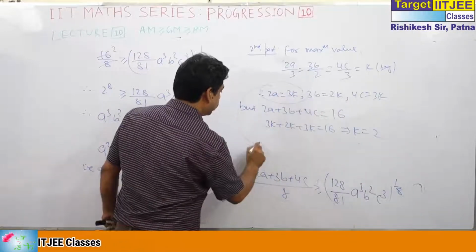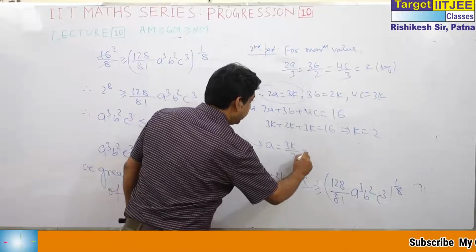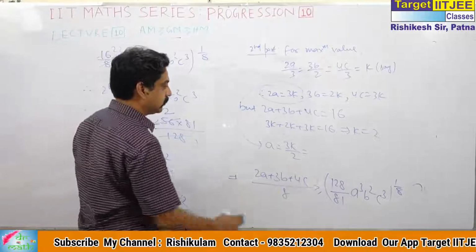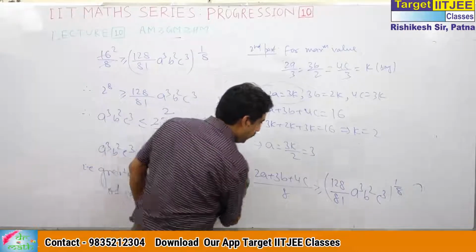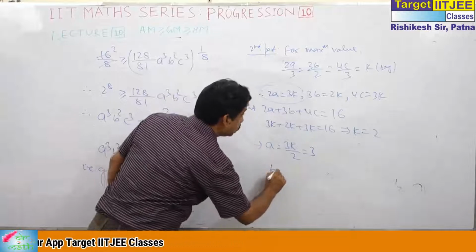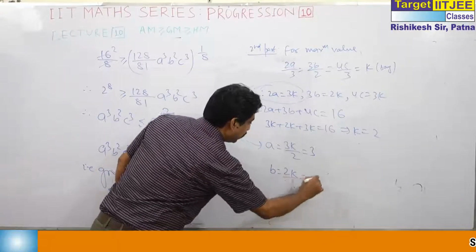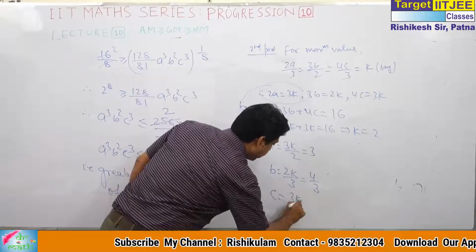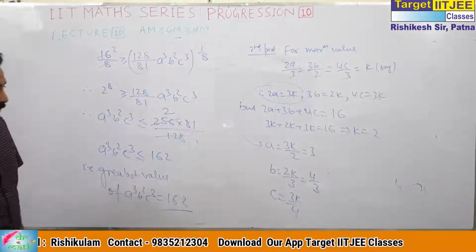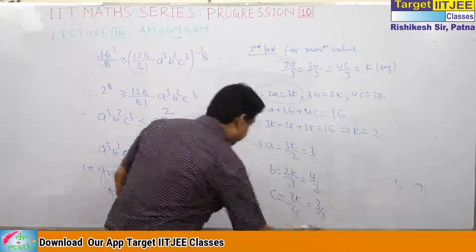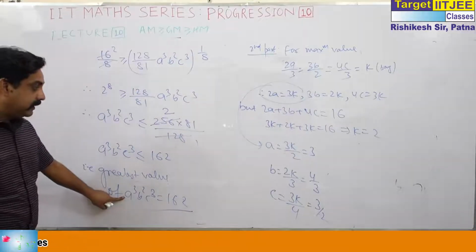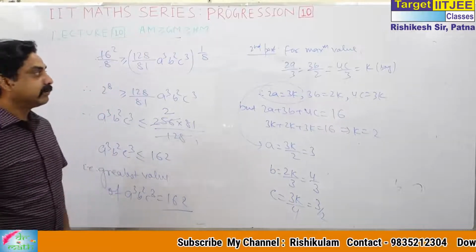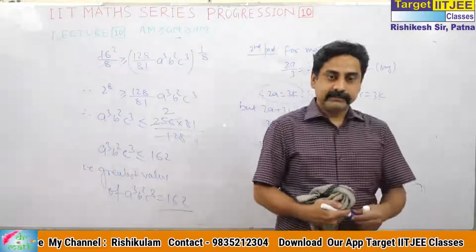From here we get A is 3K by 2, which means 3 into 2 by 2, so 3. What is B? B is 2K by 3, so 2K by 3 means 4 by 3. And C is actually 3K by 4, so this is 3 by 2. So if you put A is equal to 3, B is equal to 4 by 3 and C is equal to 3 by 2, you can get this value. For the corresponding value, we make the quantities equal.